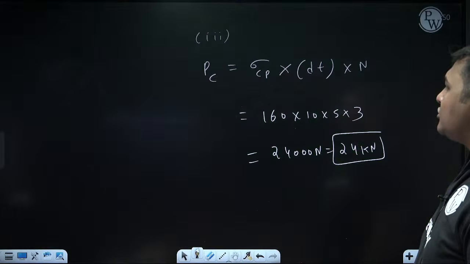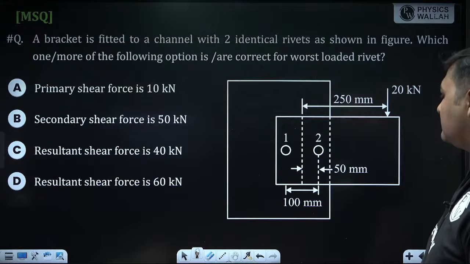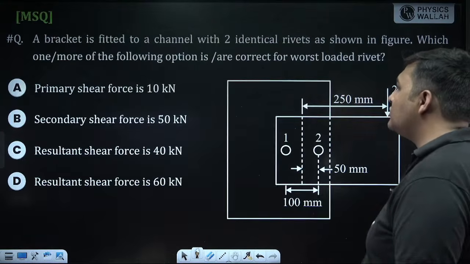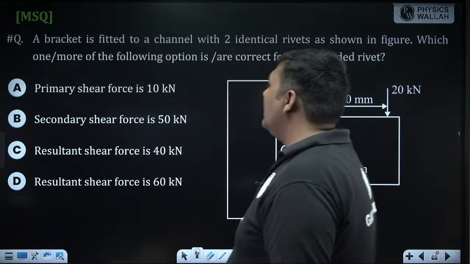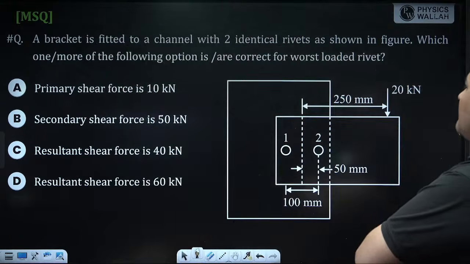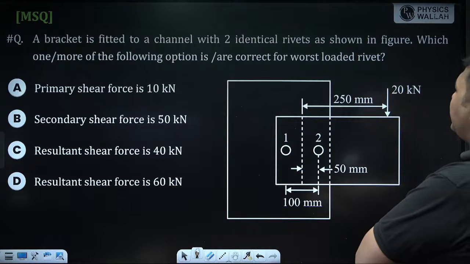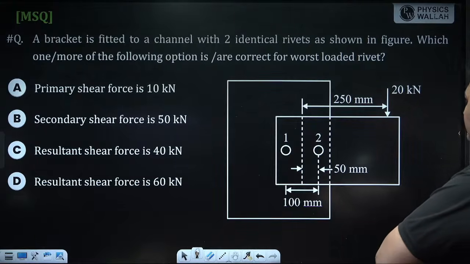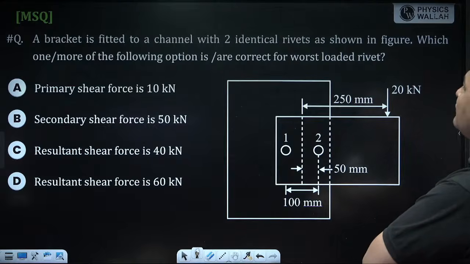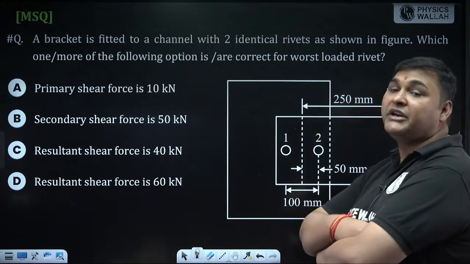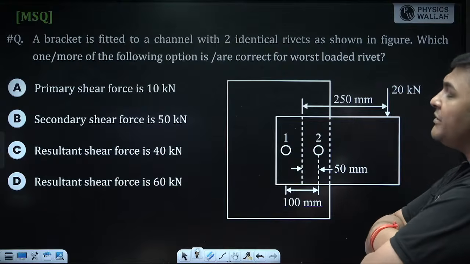Now moving to next question. Solve this question. This is also very good question. Again, it is MSQ. What this question is saying? A bracket is fitted to a channel by means of two identical rivet as shown in figure. Which one or more of the following option is or are correct for the worst loaded rivet? Worst loaded means for critical rivet. So whatever option are given, it is for critical rivet.